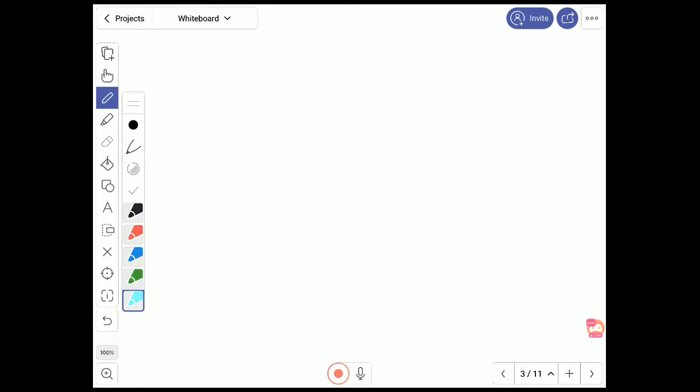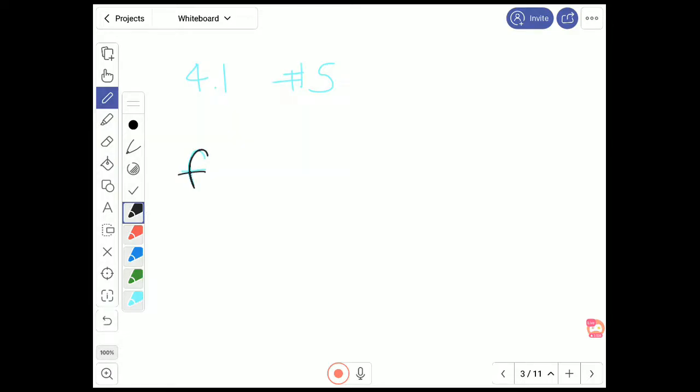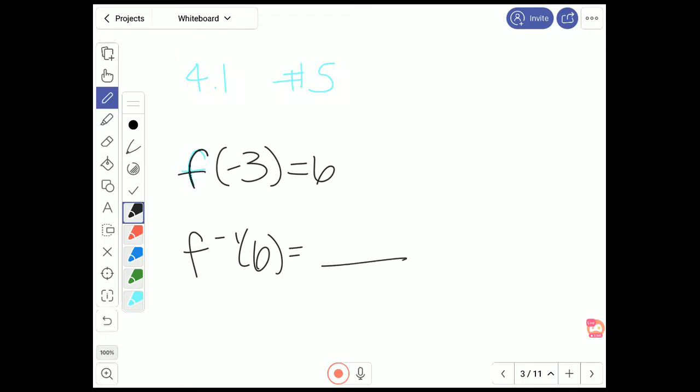Okay, so same assignment. 4.1, this time I'm doing question number 5. So, if a function f has an inverse, it gives me some information. It tells me that f of -3 equals 6. Then f inverse of 6 equals blank, and you're supposed to figure out what that is.